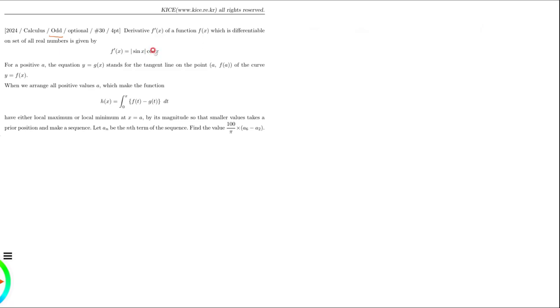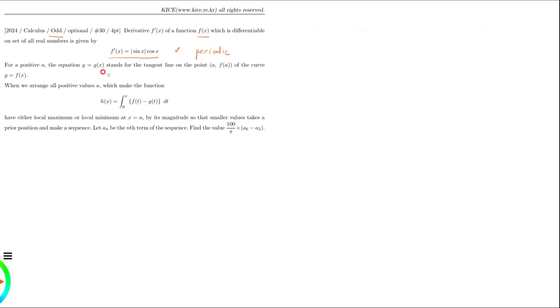this problem is a calculus problem. We have a formula of its derivative. The original function f is differentiable on all real numbers, and we have its derivative function. Here it's a periodic function because the function is sine times its cosine. Sine has an absolute value outside here.